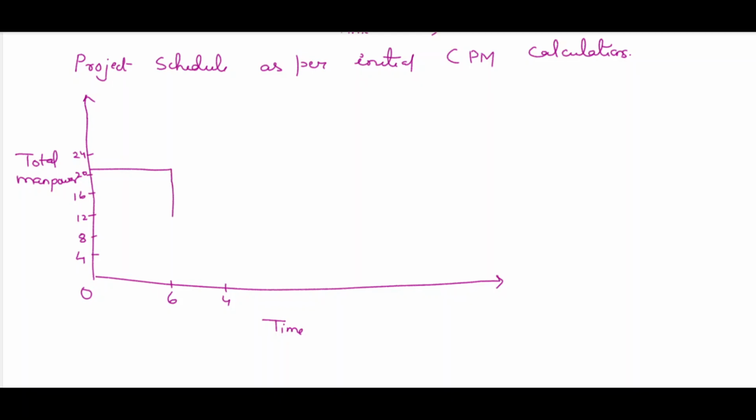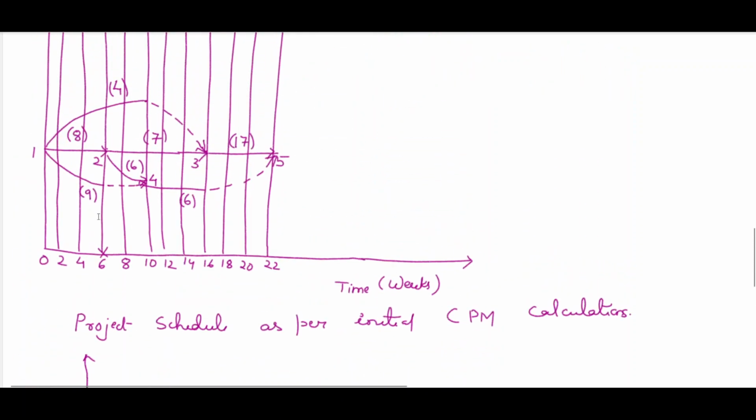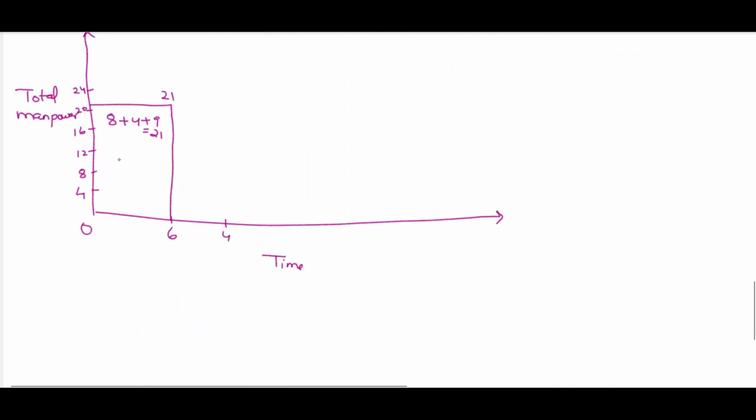We are having manpower here of 21. How much is it? 8 plus 4 plus 9 is equal to 21. And what are the activities involved? Activities are 1 2, 1 4 and 1 3. So what are the activities that made up 21 manpower?